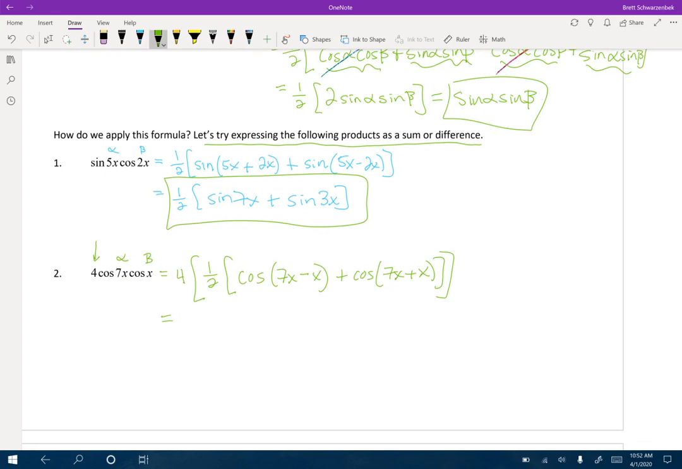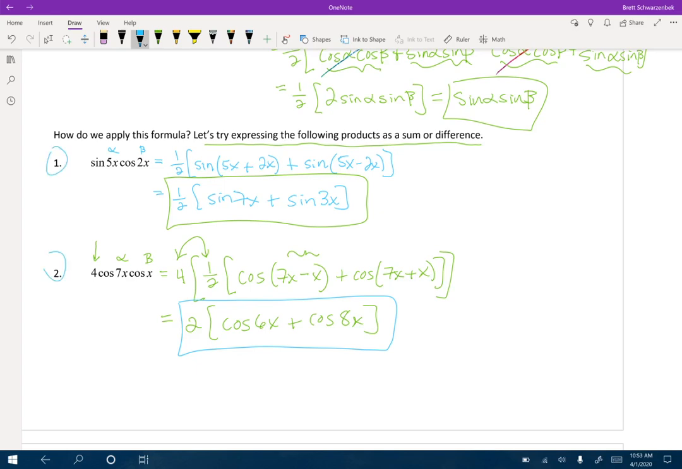So obviously what's different about this one is this going on here is going to be a half of 4, which is 2. And then we just have to collect like terms here and get cosine of 6x plus cosine of 8x. And again, this is not equal to the cosine of 14x. And we could distribute the 2, so it would be 2 cosine 6x plus 2 cosine 8x, but we don't need to do that, but this will be okay as the answer.